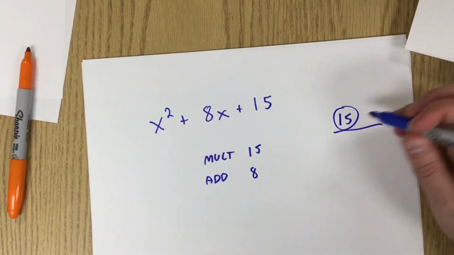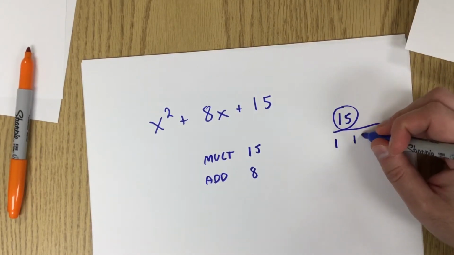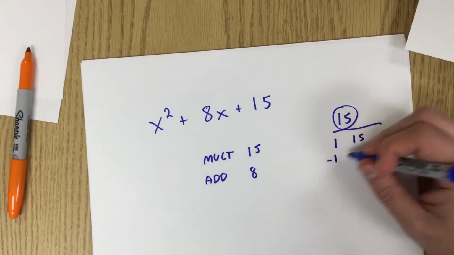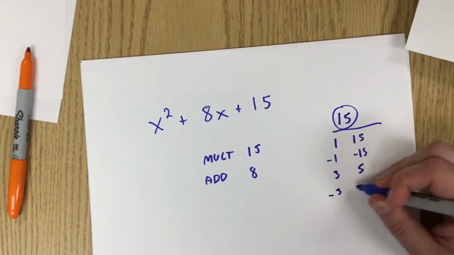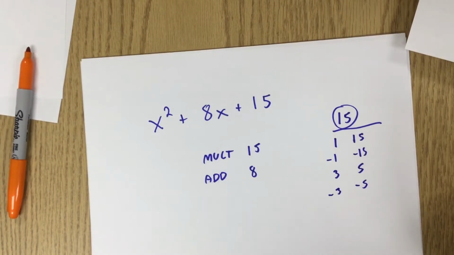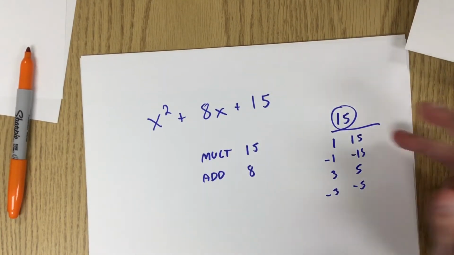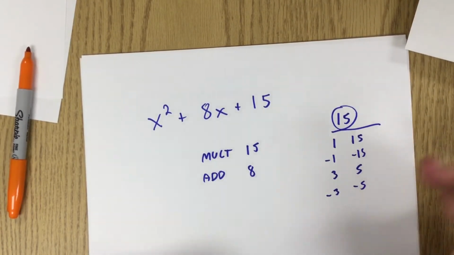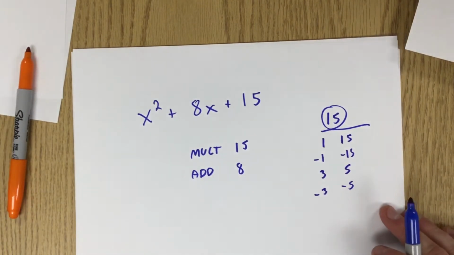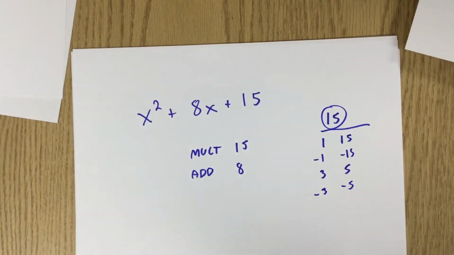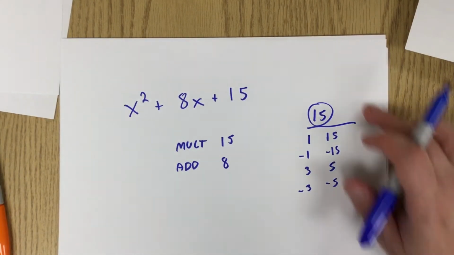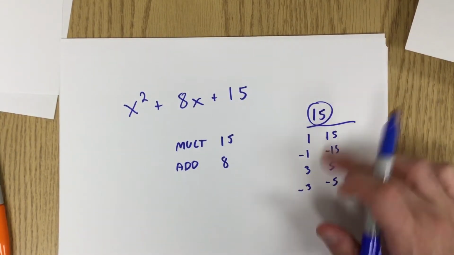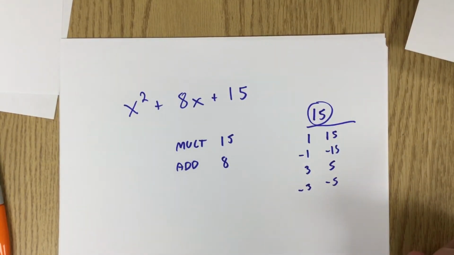So the numbers that multiply to 15 are 1 and 15. We also have minus 1 and minus 15. 3 and 5. Minus 3 and minus 5. I think that's it. Those are the only nice numbers that multiply to 15. There's obviously lots of other things, right? 15 over 7 times 7 multiplies to 15, but we're not going to do stuff like that. For simple factoring, we're only going to be looking at the integers, so the nice whole numbers.